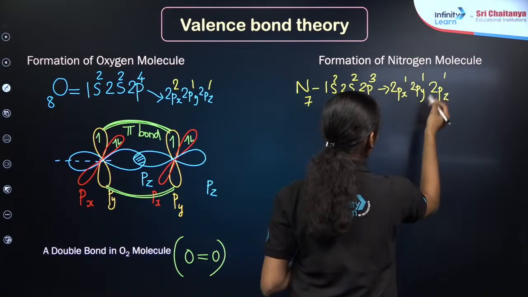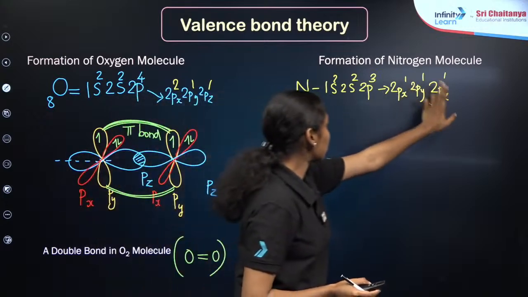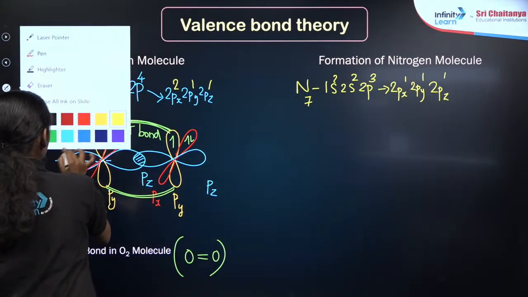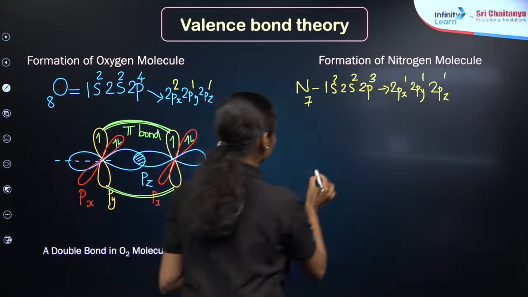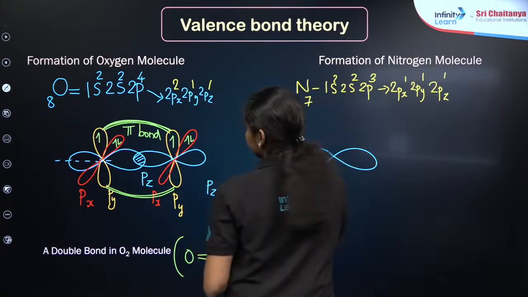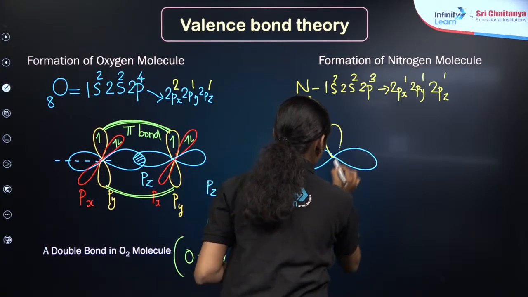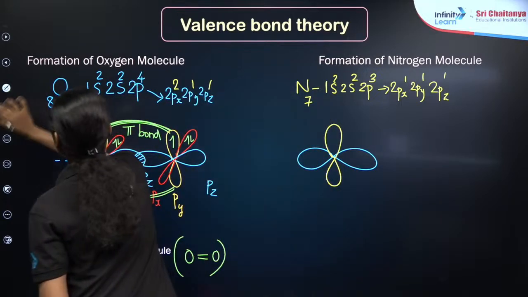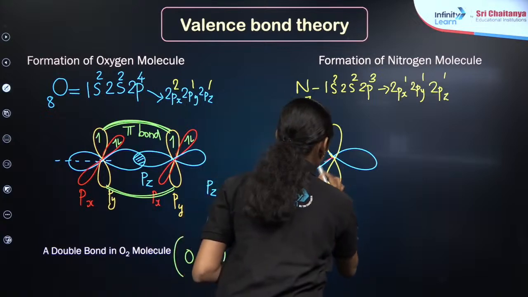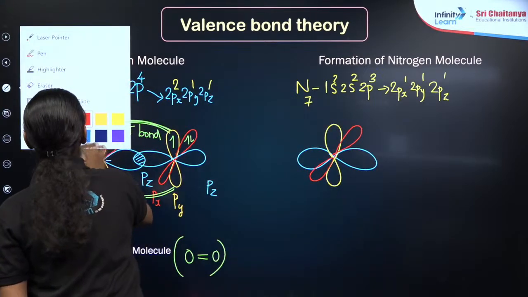So 2px1, 2py1 and 2pz1, which means that 3 half-filled orbitals are present here. So there will be the chance of 3 orbital overlappings, right? Same, I am drawing here. This is our pz orbital of one nitrogen atom. Then the py orbital of the nitrogen atom. Then the px of the nitrogen atom. Similarly, I am drawing the other one also.